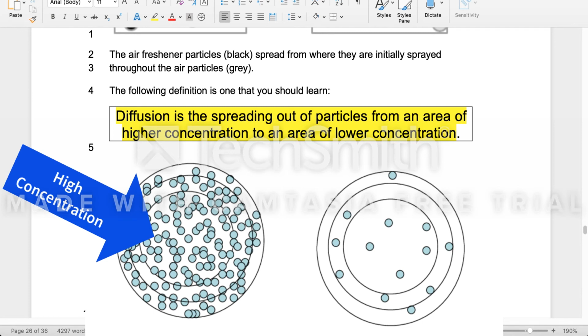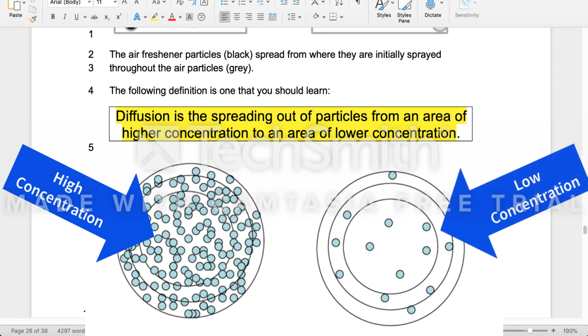Whereas low concentration would mean that the area has not a lot of molecules in it. So low concentrated would be something that there's not a lot of.